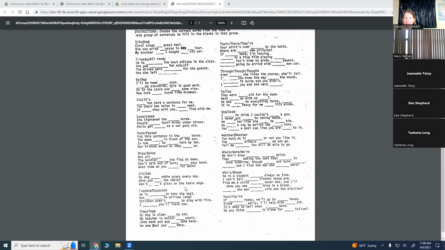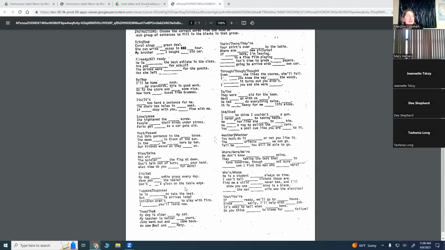Supposed. He is, what sounds the best? He is supposed to. Again, we don't pronounce that very well sometimes. We say he's supposed to. He's supposed to take the test. That's why we don't say the S, because it's not on there. Sorry, I messed up. But what's the verb?